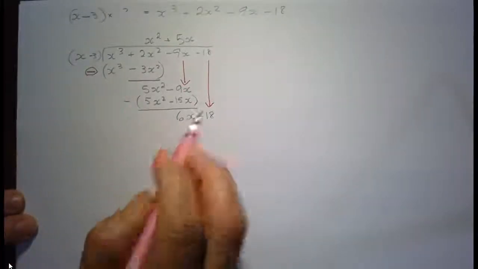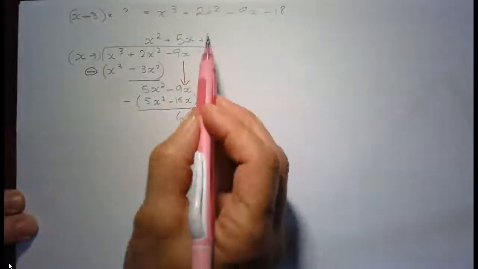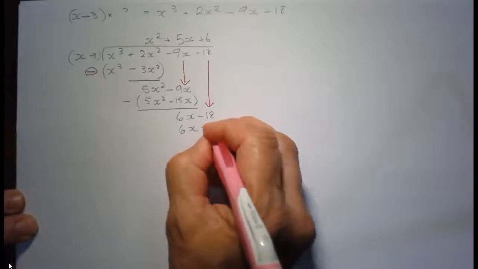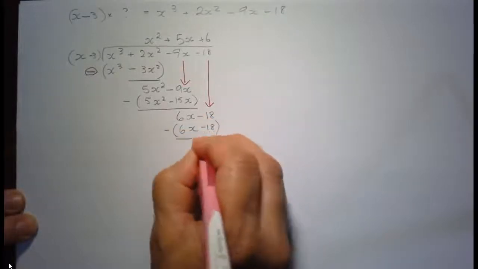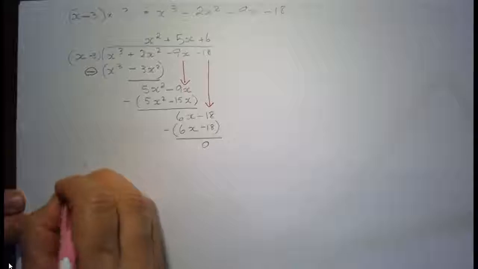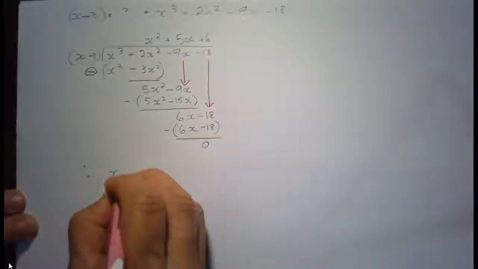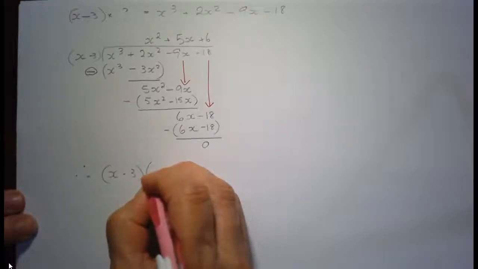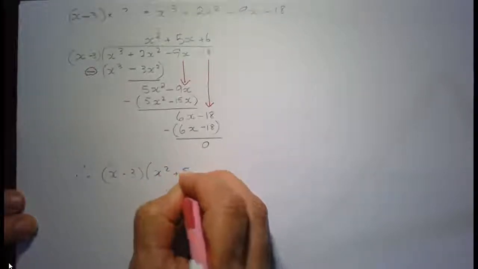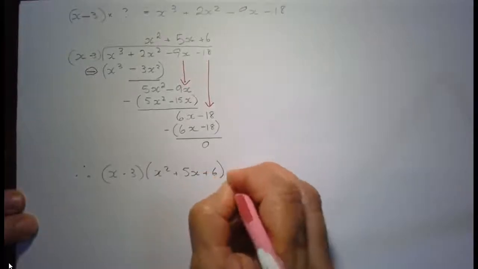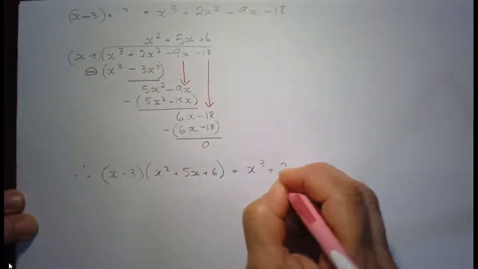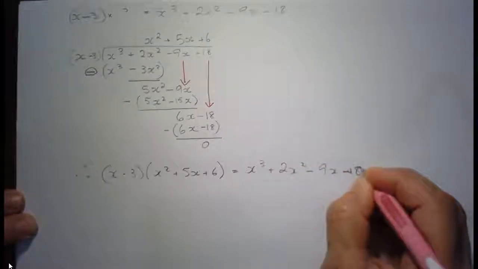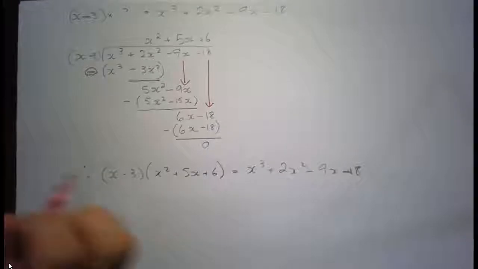How many x's go into 6x? 6. So 6 times x is 6x. 6 times negative 3 is negative 18. Take that away, and that leaves me with 0. So therefore I can say that x minus 3 multiplied by x squared plus 5x plus 6 equals x cubed plus 2x squared minus 9x minus 18. And I could check that by expanding.